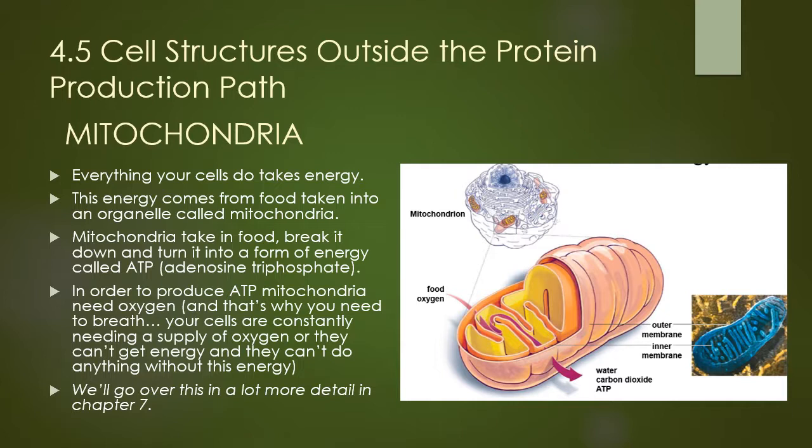Your cells are constantly needing a supply of oxygen, or they can't break down your food into energy. And if your cells can't break down food into energy, they can't do anything without that energy. So that's why you constantly need to breathe, and your cells are constantly also needing a food source. And we'll go over this in a lot more detail in chapter 7 on the process called respiration, which is taking in that oxygen and breaking down food for energy.